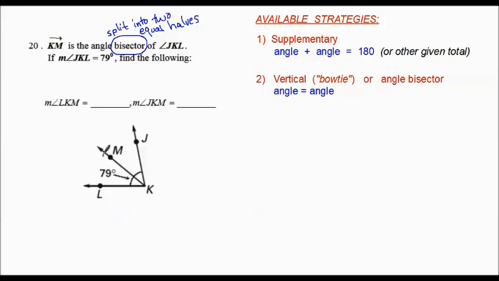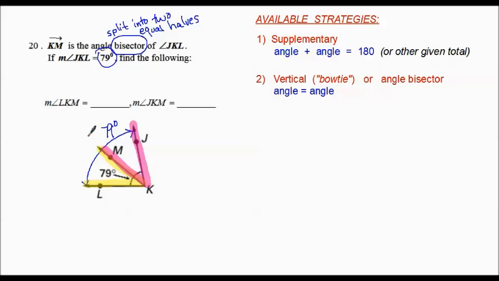So if they give me the measure of the entire angle JKL, they're telling me right here that that is 79 degrees. They're asking me to find the measure of angle LKM, which is LKM right there, and also the measure of angle JKM, which is here, JKM. So they want me to figure out the degree opening of each one of the halves of this angle.